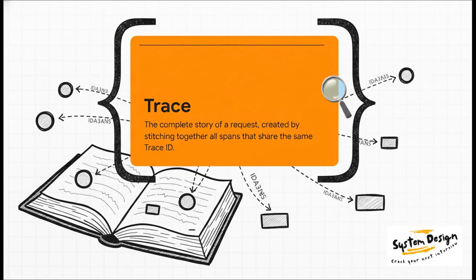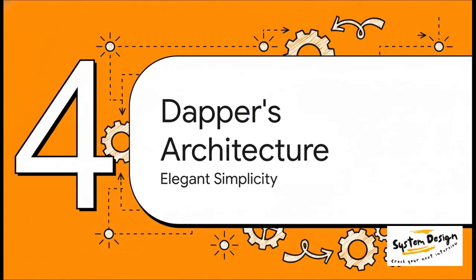By following that trail, engineers can see the whole journey, from that first click all the way to the final result. Okay, so you're probably thinking, a system that tracks billions of requests must be insanely complex under the hood, right? Actually, no. And that's the real beauty of Dapper. Its architecture is an absolute masterclass in keeping things simple. Let's see how it works.